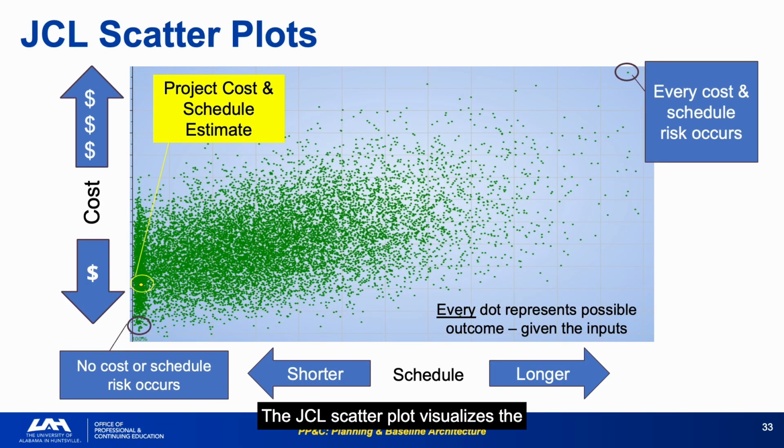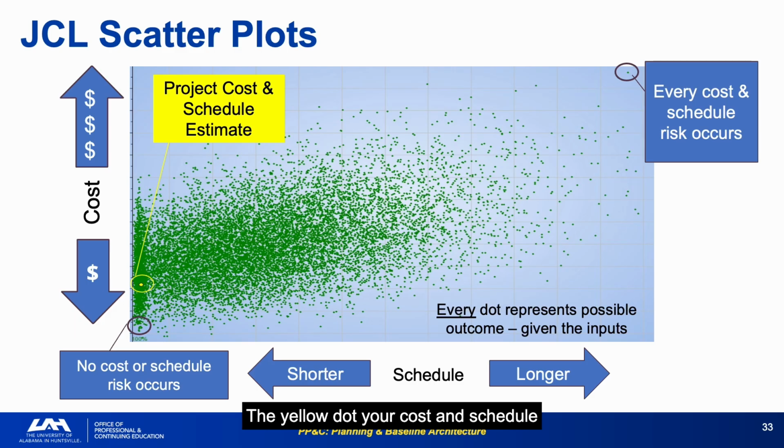The JCL scatter plot visualizes the distribution of Monte Carlo simulation outcomes. Each dot represents a possible combination of cost and schedule completion given the inputs, with the concentration revealing the project's probability distribution. The upper right dot represents every risk occurring, worst case. The lower left represents no risks occurring, best case. The density of dots in any quadrant shows the probability of outcomes in that range.